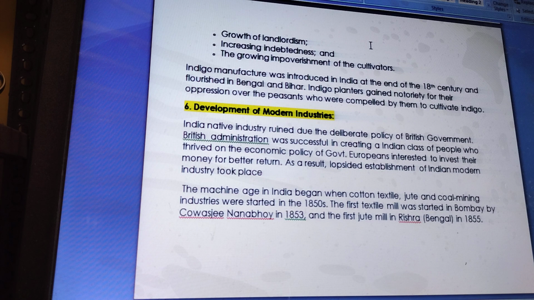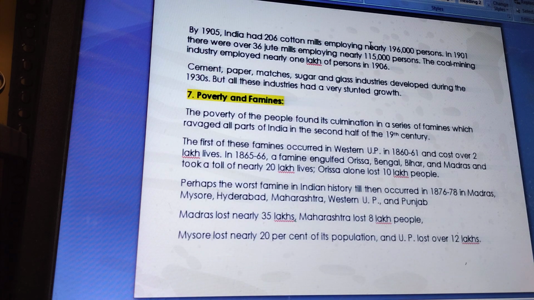The first textile mill was started in Bombay in 1853, the first jute mill in 1855. By 1905, India had 206 cotton mills employing nearly 196,000 persons. In 1901, there were over 36 jute mills employing 115,000 persons. The coal mining industry employed 1 lakh persons.